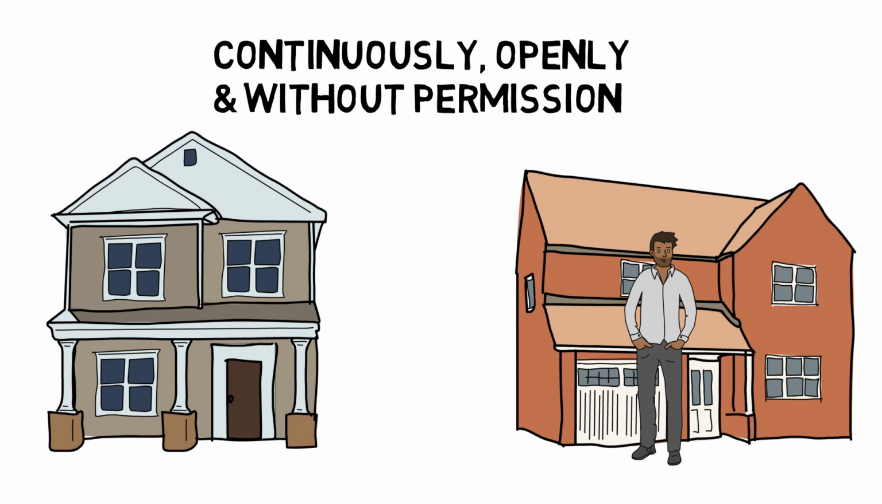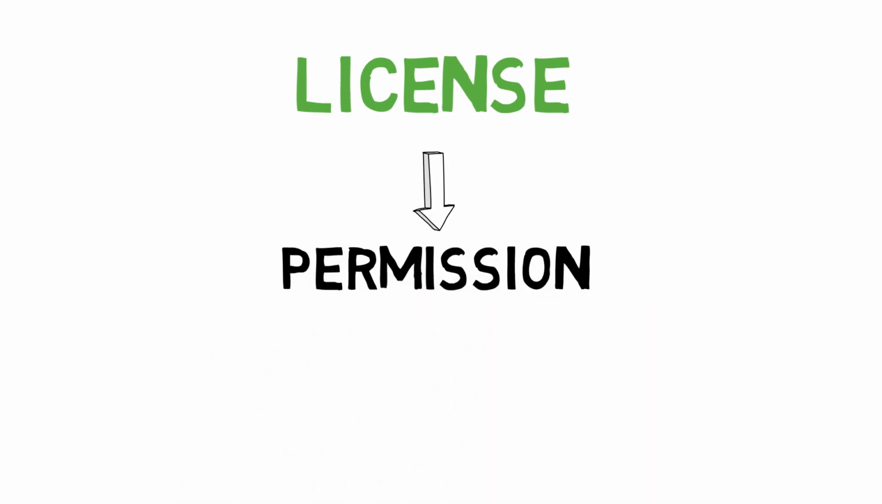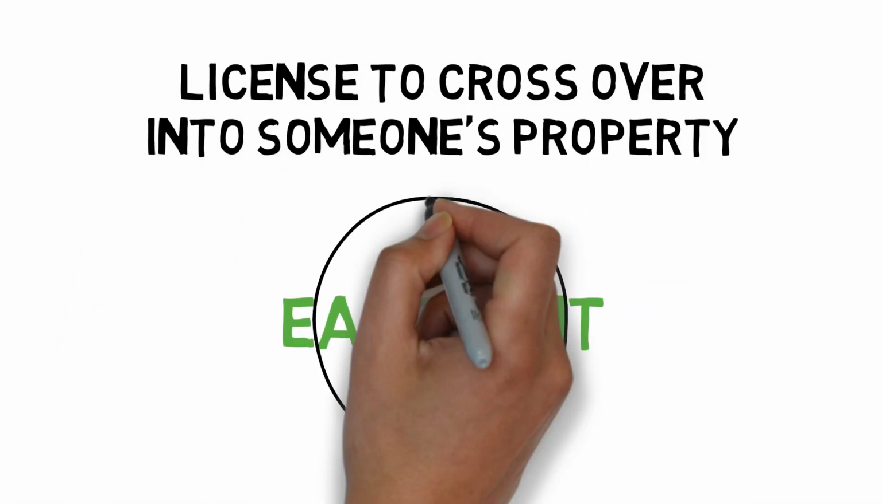Now, in contrast to an encumbrance, a license is mere permission, such as you get a driver's license to drive a car. So if you receive a license to cross over someone's property, that is simply permission, not an easement.